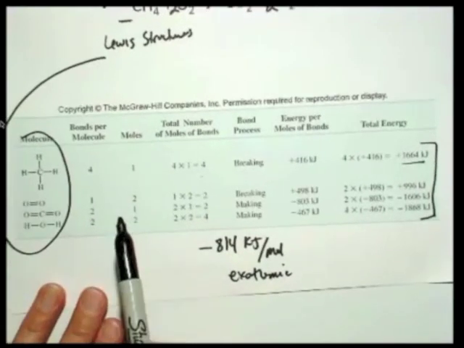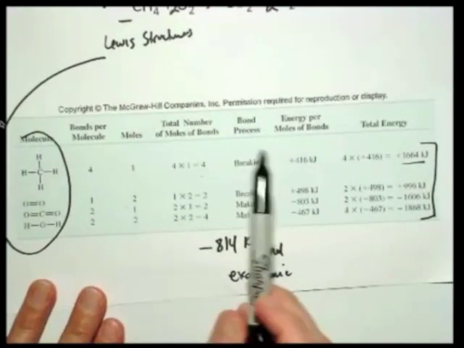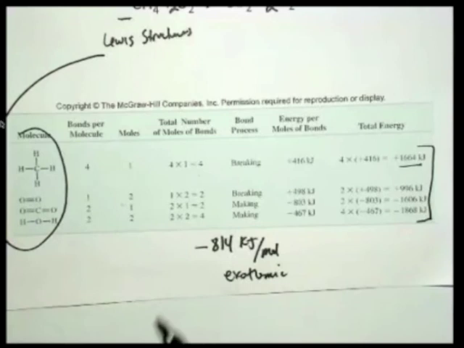So rather than run a calorimetry experiment, a lot of times a chemist will do a quick and dirty calculation like this to determine if they can predict if their reaction is going to be exothermic or endothermic. Okay.